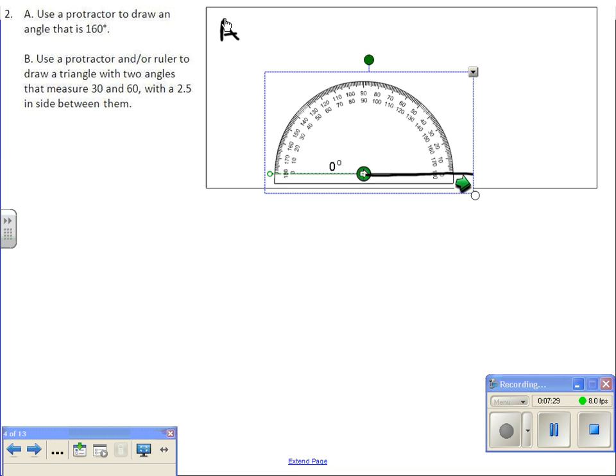Okay, and then we're going to start from a 0, so that's 0 right here, and we're going to read our protractor going this way. Okay, so 0 and counting up.